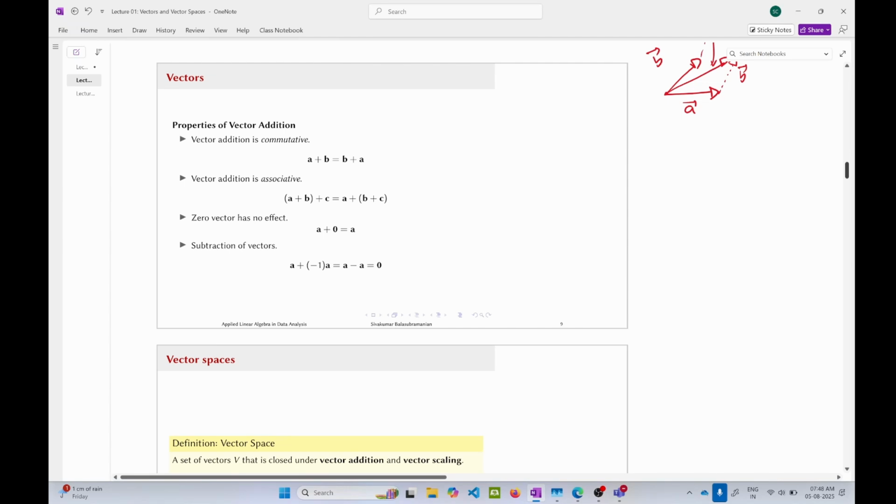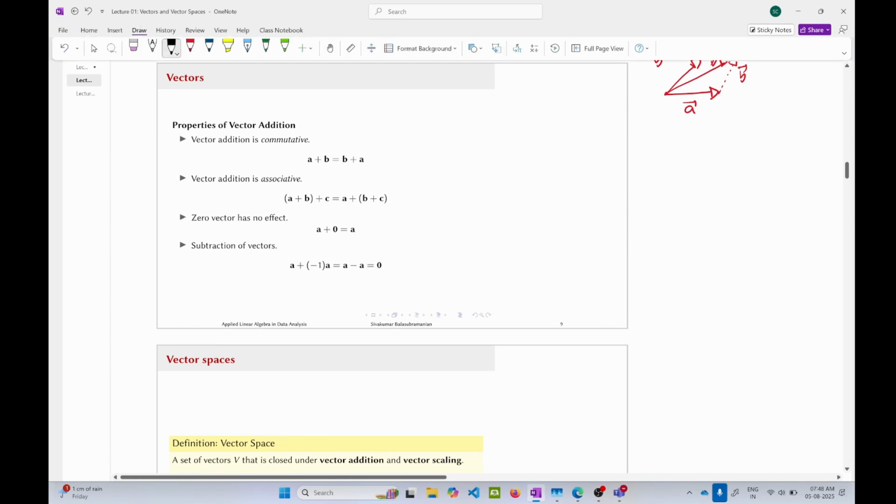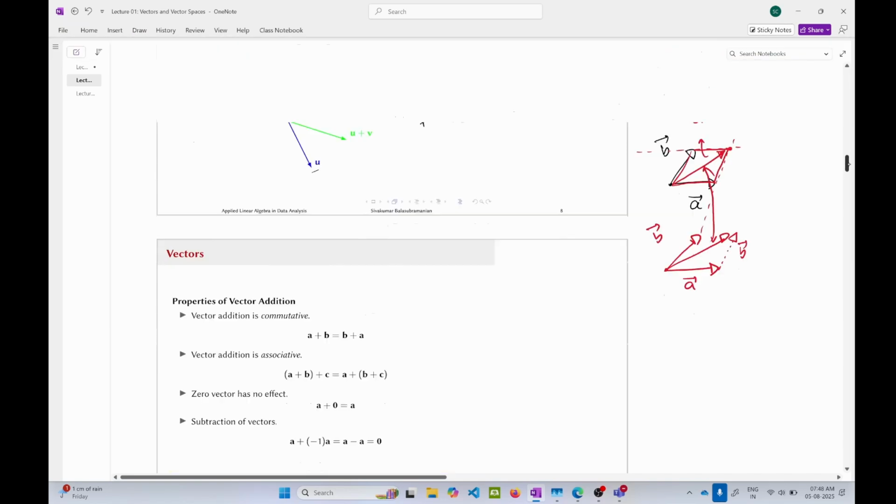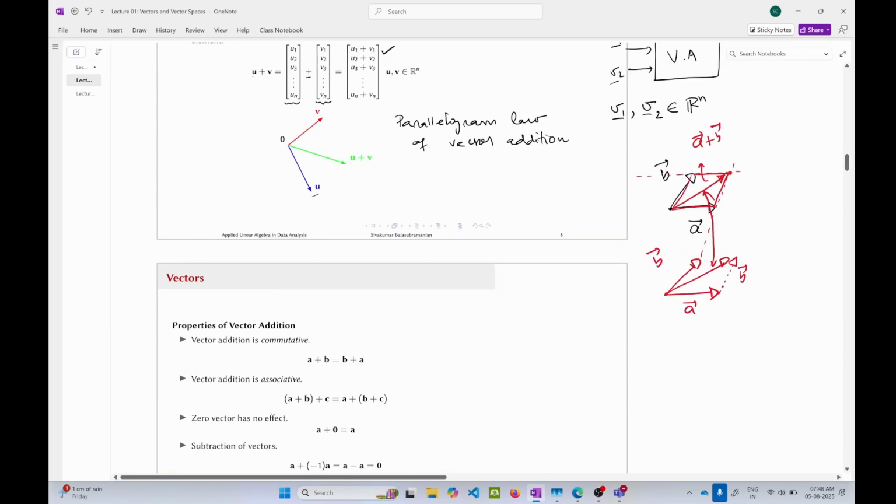Okay, some of the same properties of vector scaling apply here as well. It's commutative: A plus B will be B plus A. For example, that means here I moved B to the tip of A to generate A plus B. You could have moved A to the tip of B.